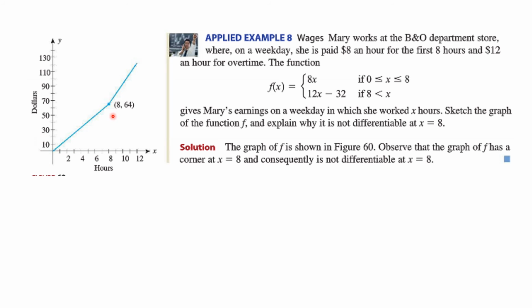Well, here's the picture, and you see there's an abrupt change of direction that happens there. The slope going up this far is just going to be 8. The slope up here is 12. There's an abrupt change in direction, and that's why this is not differentiable at that point.